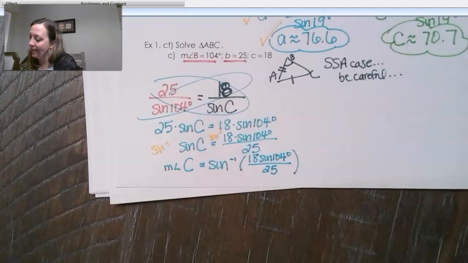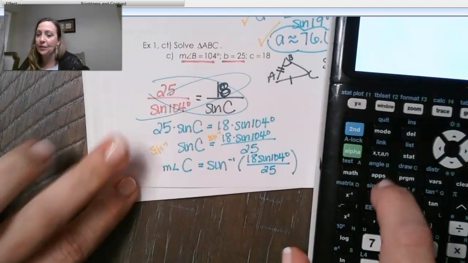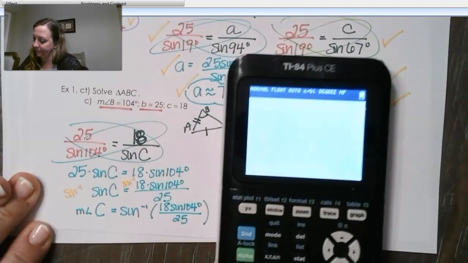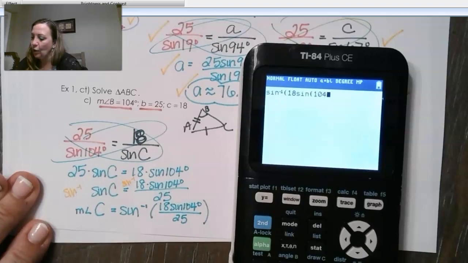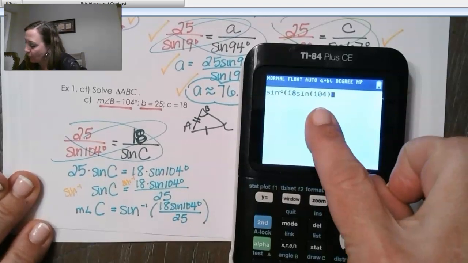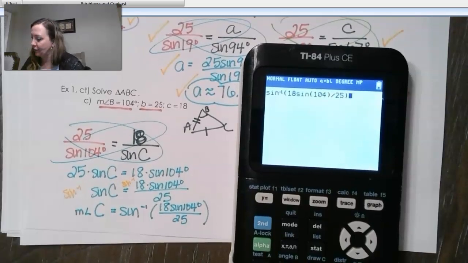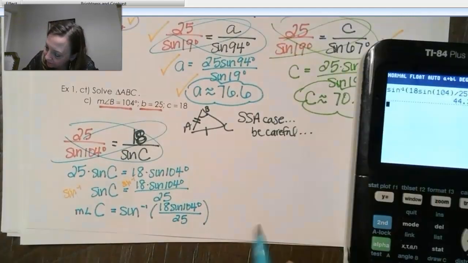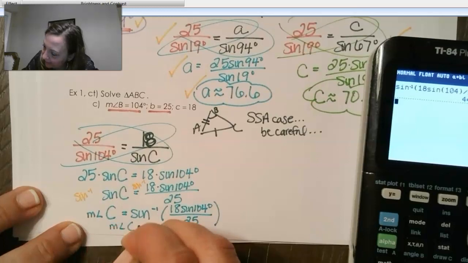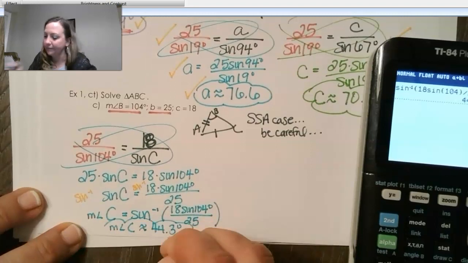So that means that in the calculator, we can take inverse sine. So, oops, sorry. I hit second sine, and then I'm going to put 18 times the sine of 104, close that one parenthesis around the 104, then divide by 25 and close the parentheses around the inverse sine. And this tells me that my measure of angle C is about 44.3 degrees. Okay?